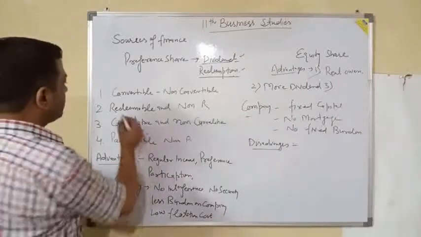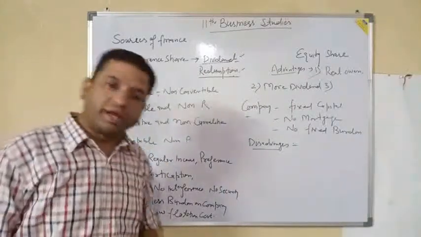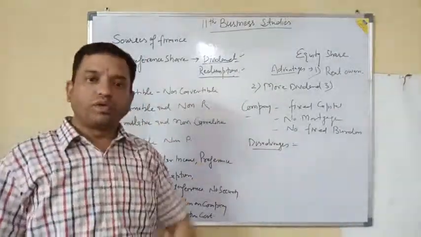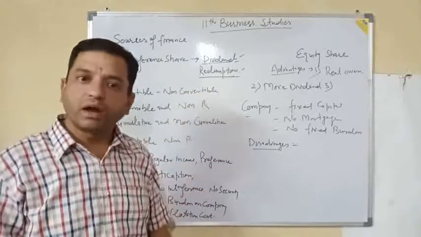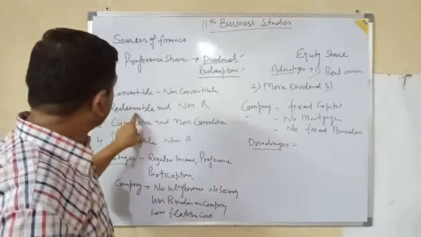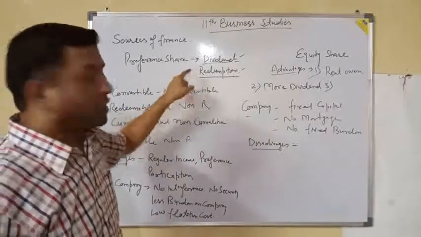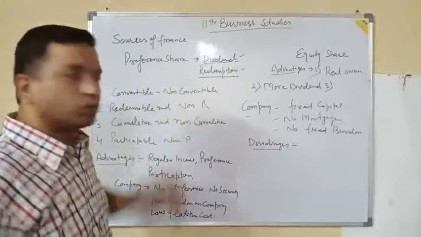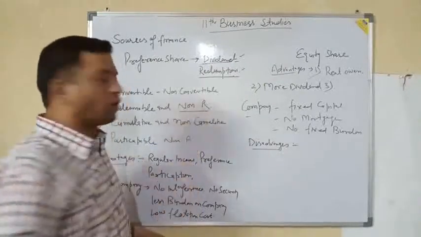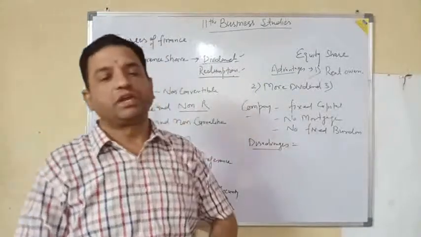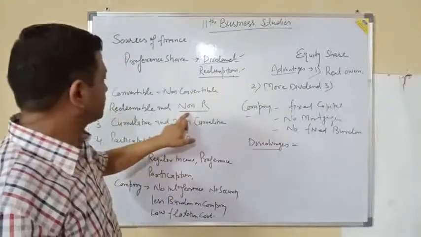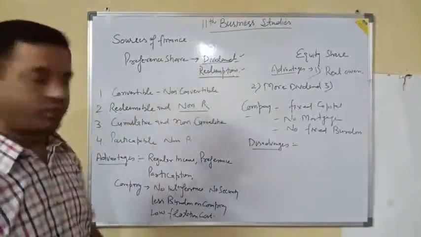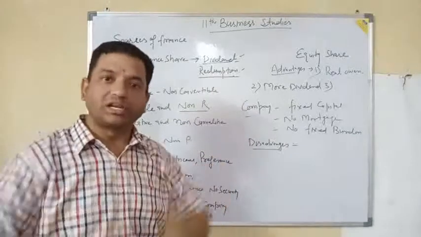Second, redeemable and non-redeemable preference shares. A redeemable preference share is a share whose amount will be redeemed by the company within a specific period, like within 5 years, within 6 years, but before winding up of the company, before liquidation of the company. Their money will be returned to them before the company closes, and those people whose money will be returned only at the end of the life of the company or at the winding up of the company, those shares will be called non-redeemable preference shares.